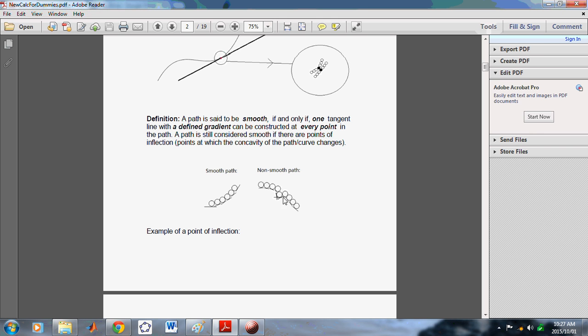But in this non-smooth path here, we can construct as many tangents as we like at this point here. Do you see that, where the cross is? So this path here is not smooth because we're only allowed to construct one tangent. If you can construct more than one, the path is not smooth.